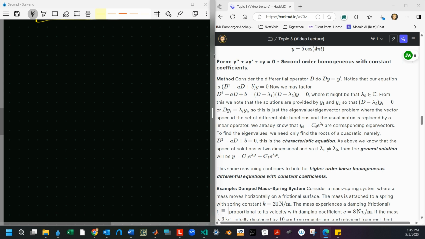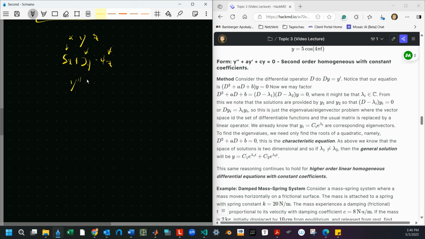So linear, what do we mean by that? If I have a linear combination of three things, let's say I have x, y, and z, and I have a linear combination of these, like 5x plus 3y minus 4z, that's a linear combination because I have just constants, scalars, and then the x, y, and z. So here the things we're combining are y double prime, y prime, and y. Those are like the x, y, and z up there.